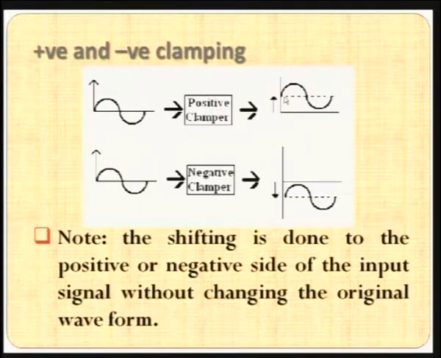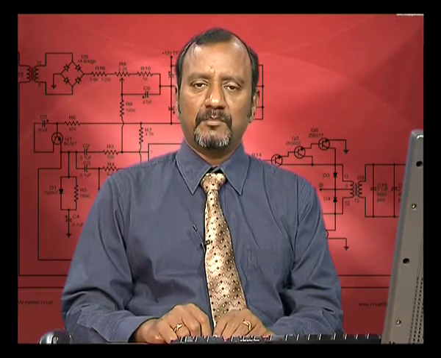But when we look at the waveform, the waveform is not altered. Note, the shifting is done to the positive or negative side of the input signal without changing the original waveform. The waveform is not altered either in the amplitude or in the frequency or time period. Only the shifting is done vertically, either to the positive side or to the negative side. It is more or less adding a DC value to the input signal.